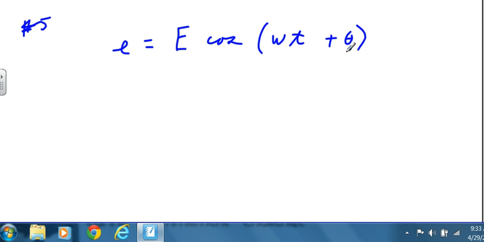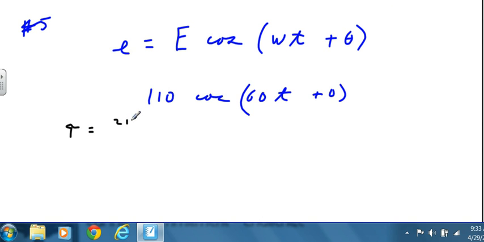Graph the resulting equation for 110 volts, cosine 60 t. Oh, zero phase shift. I like zero phase shifts. All right. So there we go. Now we're all set. We need the period. Period 2 pi over 60, also known as pi over 30.